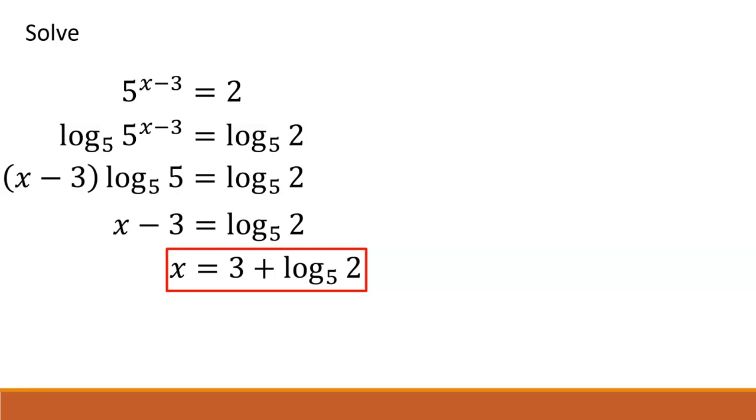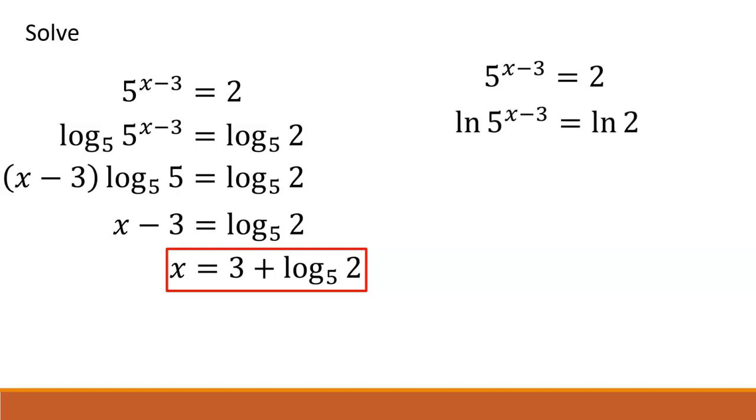Now we chose to take a log base 5 of both sides of the equation because our exponential expression had a base of 5. But that's not the only way we could have solved this equation. We can take the log of any base of both sides of the equation. So maybe we'd decide we want to take a natural log of both sides.